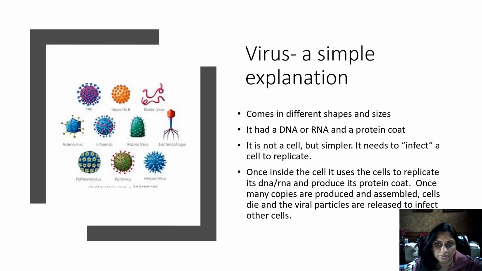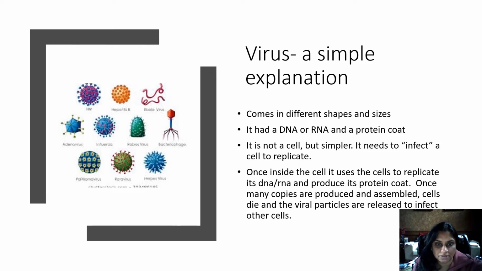Basically, this is a simple explanation, but viruses come in different shapes and sizes. In this picture here, there's a depiction of hepatitis B, HIV, Ebola virus, for example. So what you see here on the outside is basically a protein coat with additional proteins that are projecting off of it, and inside the virus is a DNA or RNA strand.